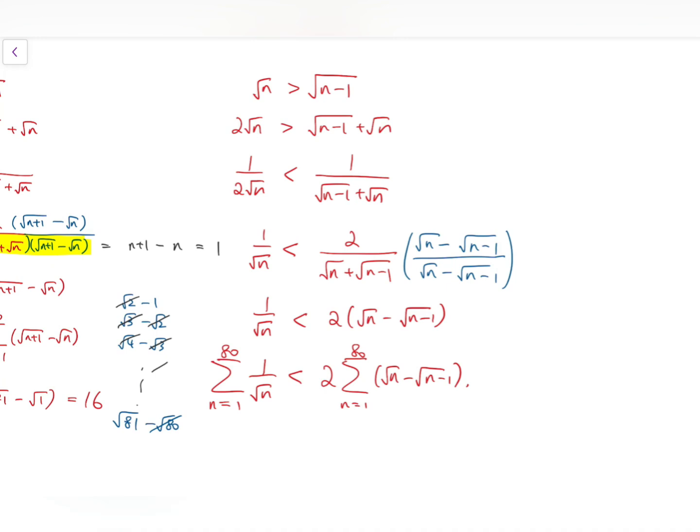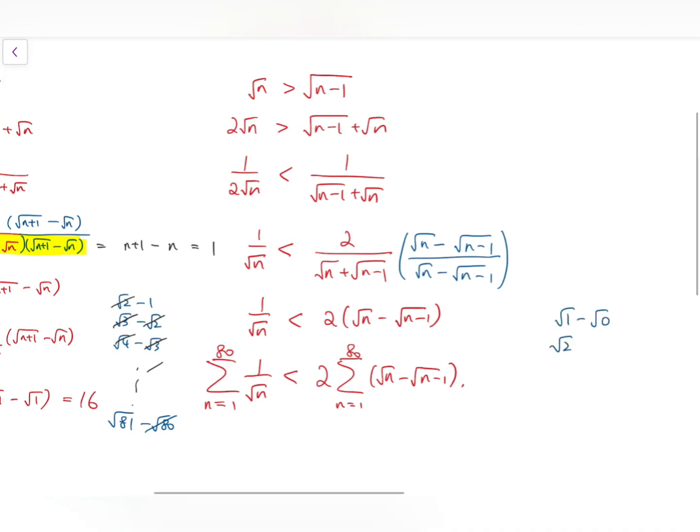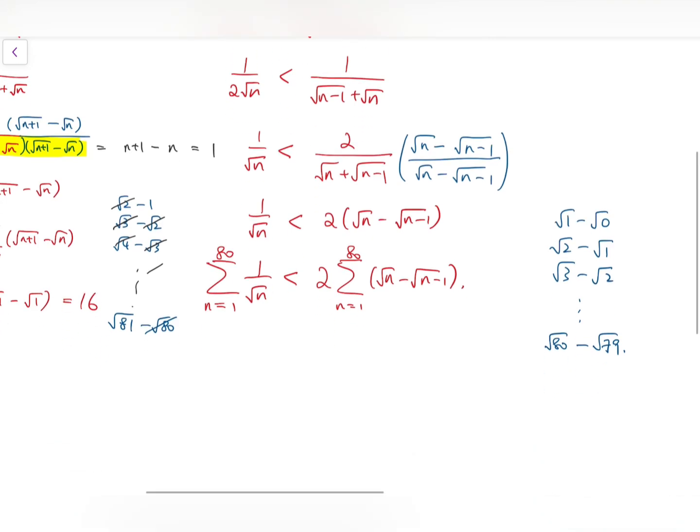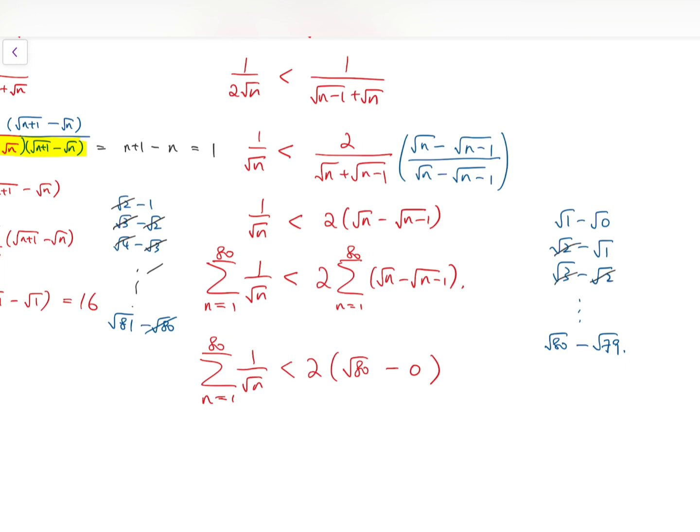Now this time we have a telescoping sum again. We have root 1 minus root 0, root 2 minus root 1, the root 1 cancels out, root 3 minus root 2, and this goes on. The last term is root 80 minus root 79. So if we follow this pattern, then our given summation should be less than 2 times root 80 minus 0, because all these root 1, root 2, root 3, and so on up to root 79 are cancelled out.